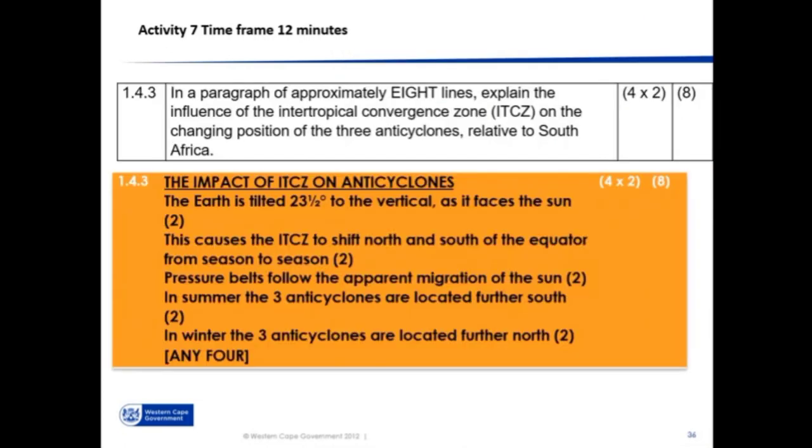In a paragraph of approximately 8 lines, explain the influence of the intertropical convergence zone, the ITCZ, on the changing position of the three anticyclones relative to South Africa.